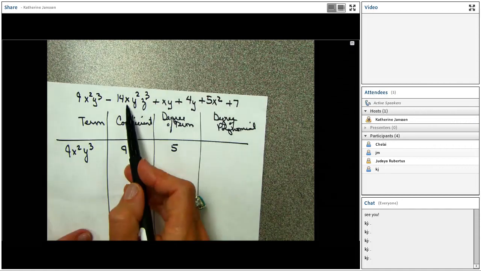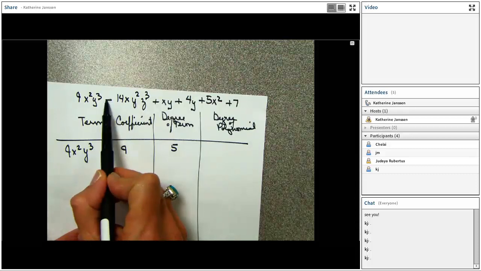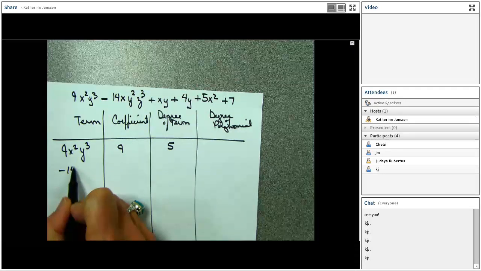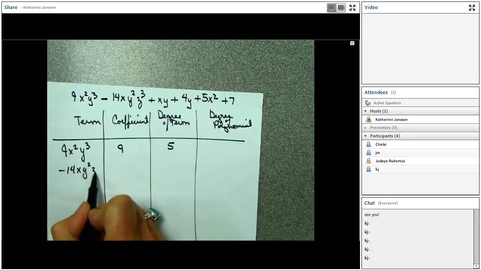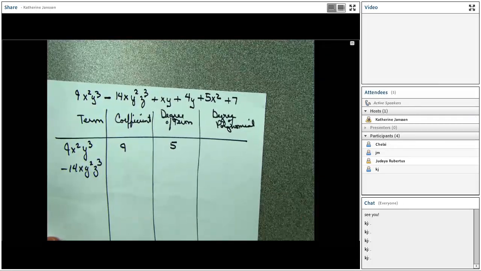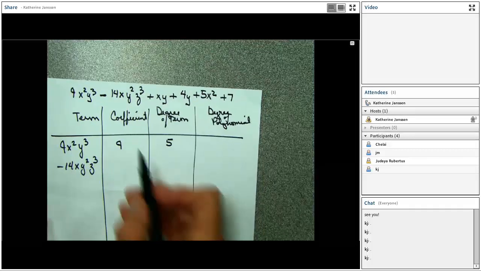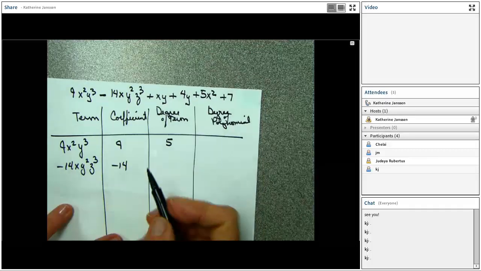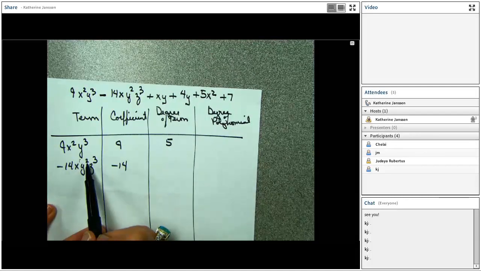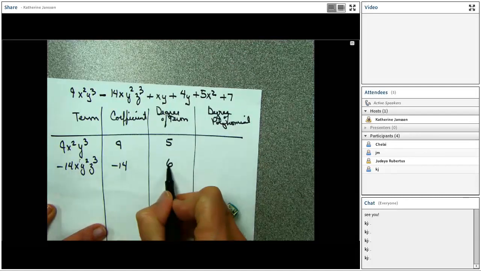Our next term, just be careful. We're subtracting here. This is the operation of subtraction, but our term is actually negative 14xy squared z cubed. Remember, change subtraction to addition and add the opposite so you know the sign of the term. So the coefficient is negative 14. The degree of this term is x to the first plus 2 would be 3 plus 3 is 6.